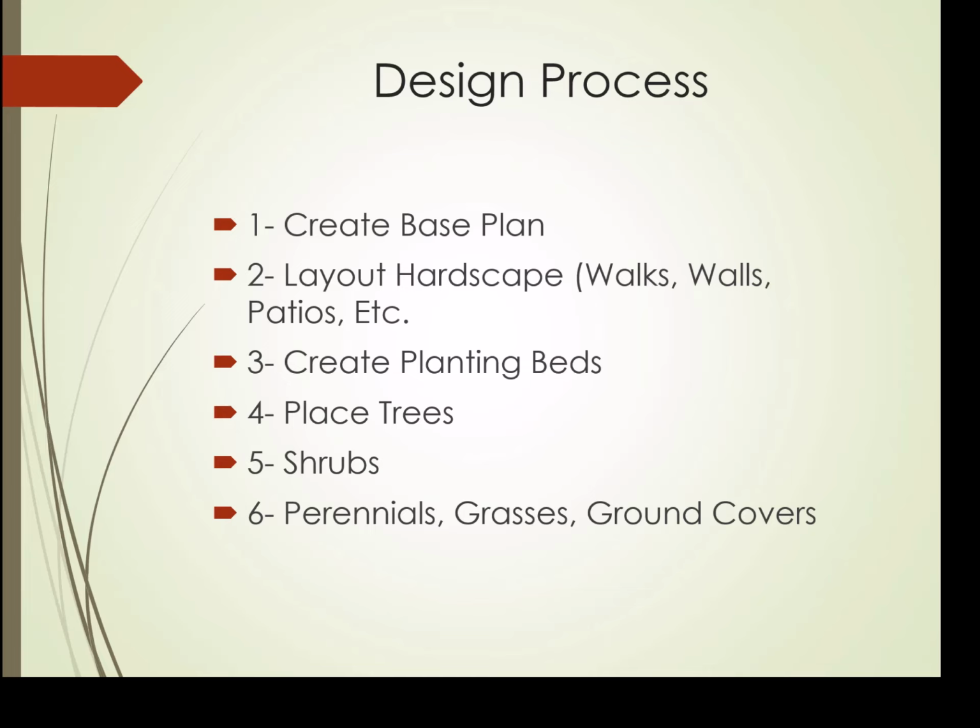The second step in the design process is laying out the hardscape, which would be the walks, the walls, the patios, the pools, water features, anything like that. The third step is creating the planting bed, the space you're going to fill with plants. I'll always start by placing the bigger things first, the trees, then think about the shrubs, then kind of fine-tune everything with perennials, grasses, and ground covers, making sure that we have all the seasons covered and a very cohesive thought in the design process.